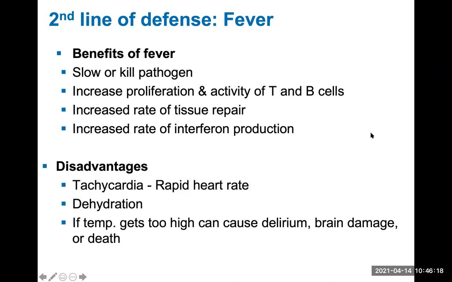Disadvantages, of course: if the fever gets too high, you can have delirium, brain damage, death. It does speed up metabolism and all these processes, so that can speed up your heart rate. And some individuals are more sensitive. They might have underlying health conditions, and so it can be an issue. For most normal individuals, a fever would not be an issue, right? Dehydration can occur for anyone, though. Now we have more activity happening, we're hotter, so we need to replace our fluids more rapidly.